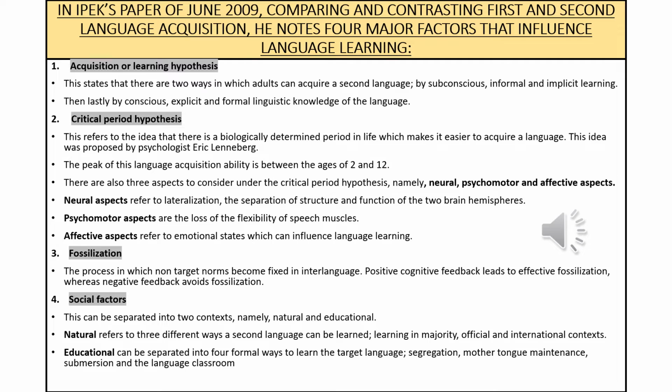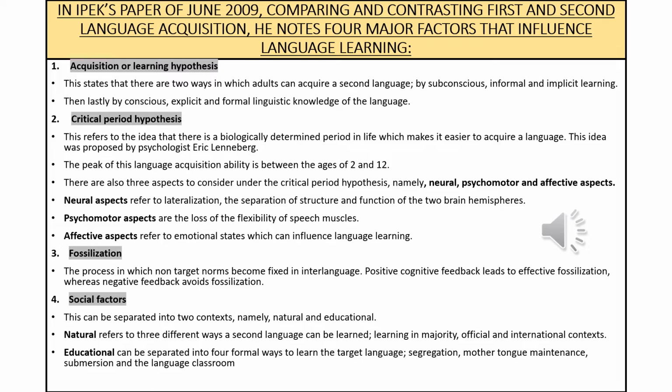The second factor is called the critical period hypothesis. This refers to the idea that there is a biologically determined period in life which makes it easier to acquire a language. This idea was proposed by psychologist Eric Lenneberg. The peak of this language acquisition ability is between the ages of 2 and 12. There are also 3 aspects to consider under the critical period hypothesis, namely neural, psychomotor, and affective aspects.